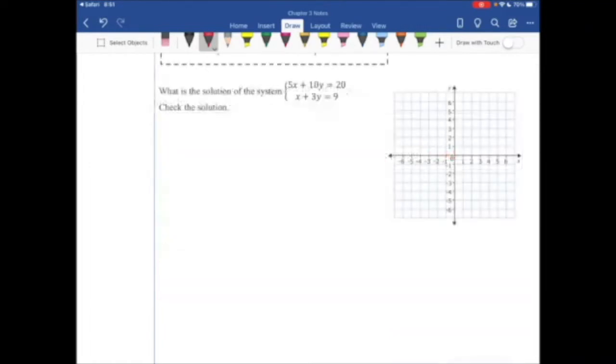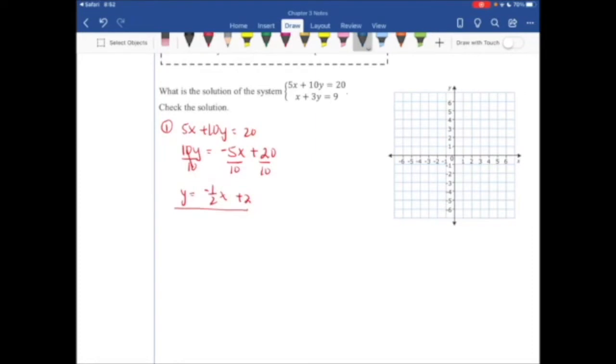Here we have the two equations in our system. First thing we're going to do is solve both of them for y. So we had 5x plus 10y equals 20. We can subtract 5x from both sides, so 10y equals negative 5x plus 20. Divide everything by 10, and y will equal negative 1/2 x plus 2.